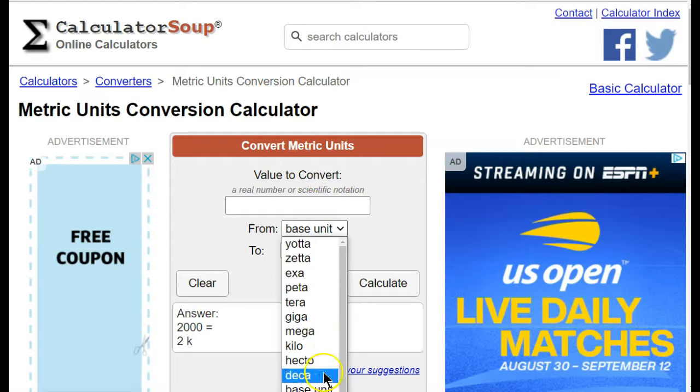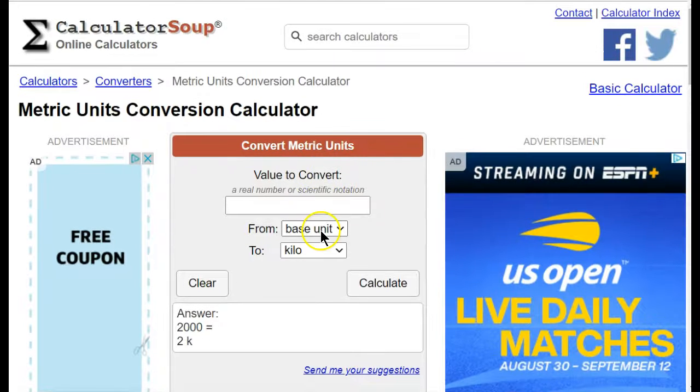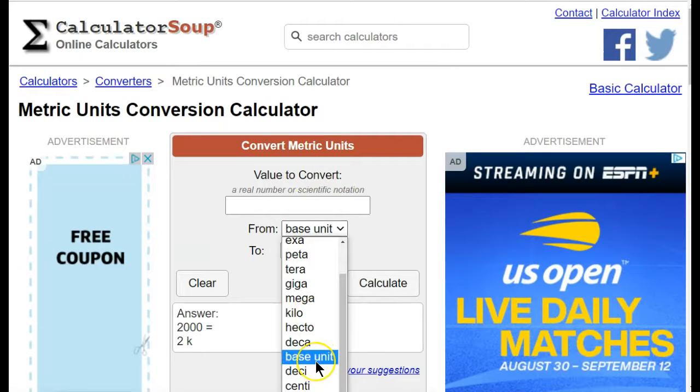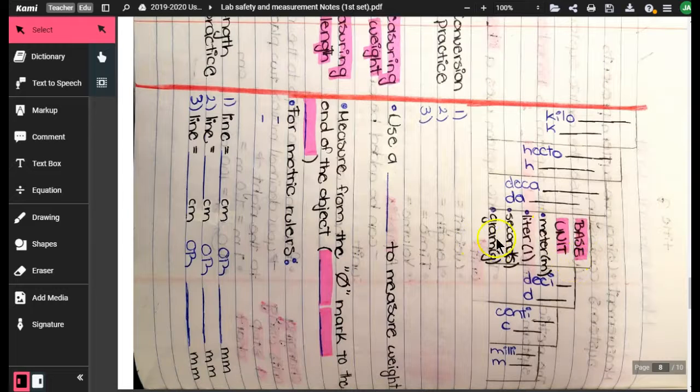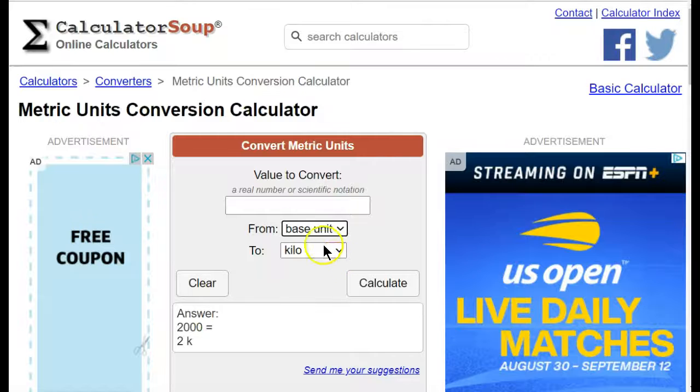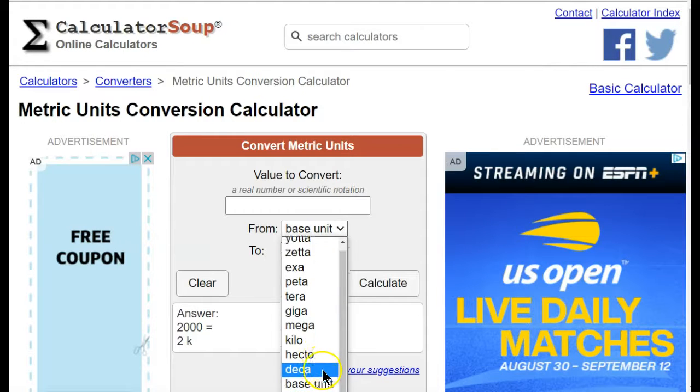When you're here, there's one down here called the base unit. Let me scroll this up a little bit. If you look at base unit, there's deci and deca. Deca's right above it, deci's right below it. It's like you're looking at your notes. Here's your base unit, here's deca right above it, deci right below it. Below that will be centi and milli. So there's deca, base, deci, centi, and then milli. It's a little off screen, but it is below that.